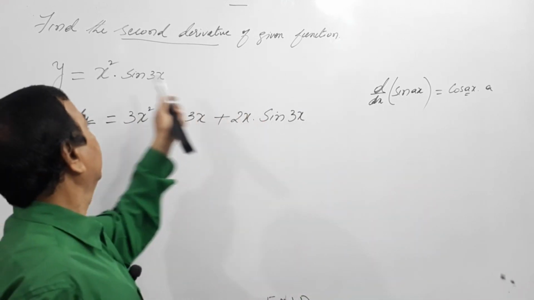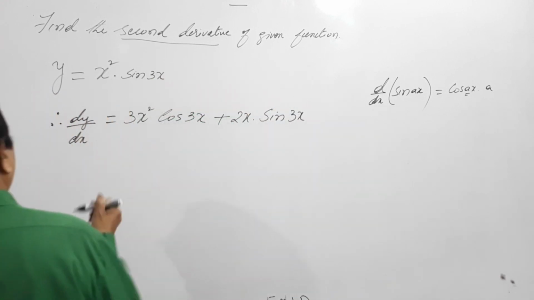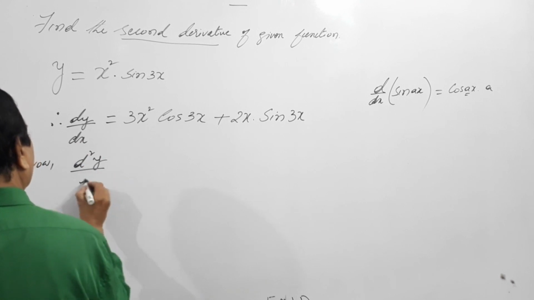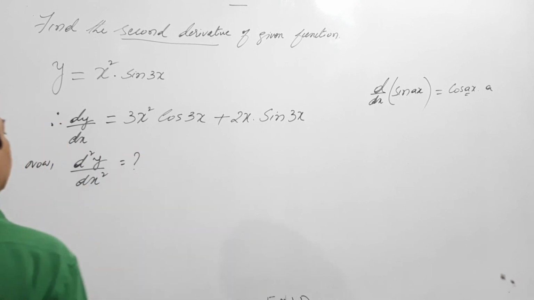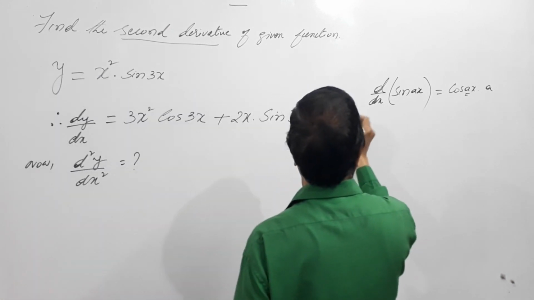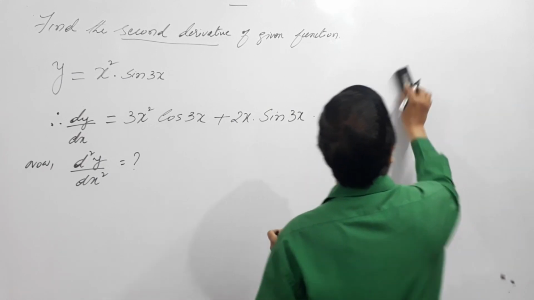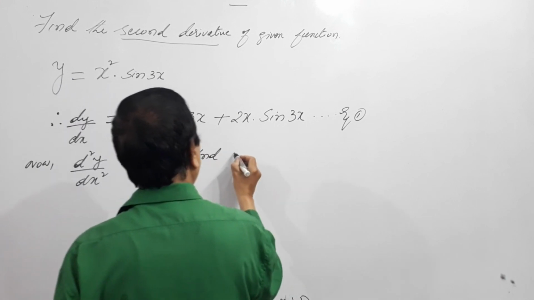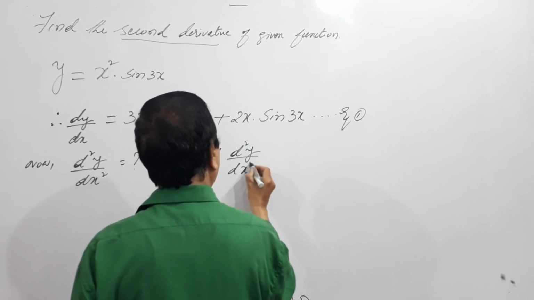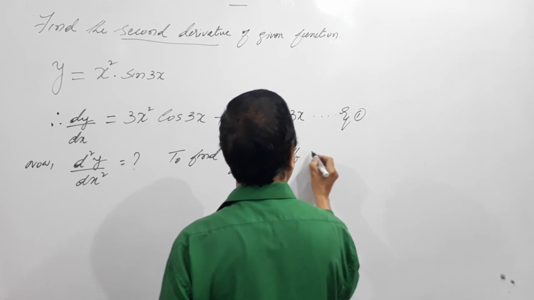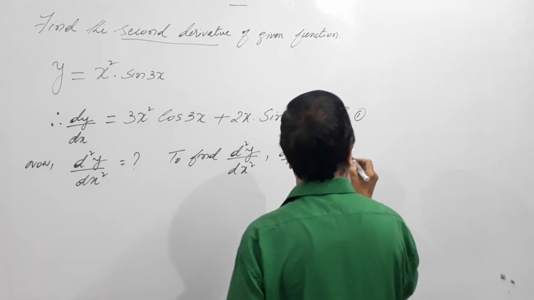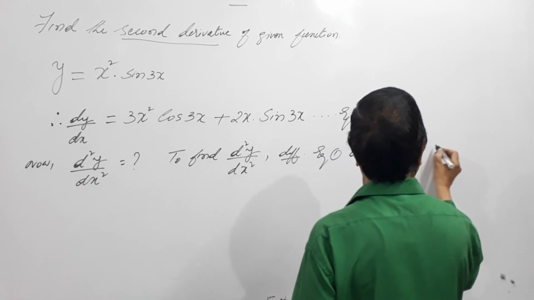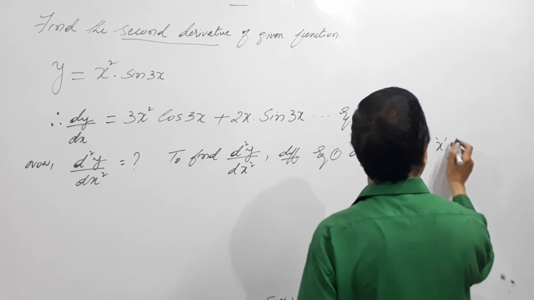Now what he wants is d square y by dx square, so differentiate this once again. I call this equation 1. To find d square y by dx square, differentiate equation 1 again with respect to x.